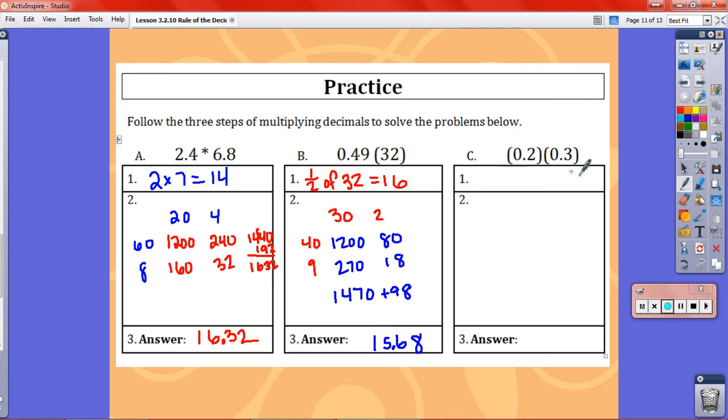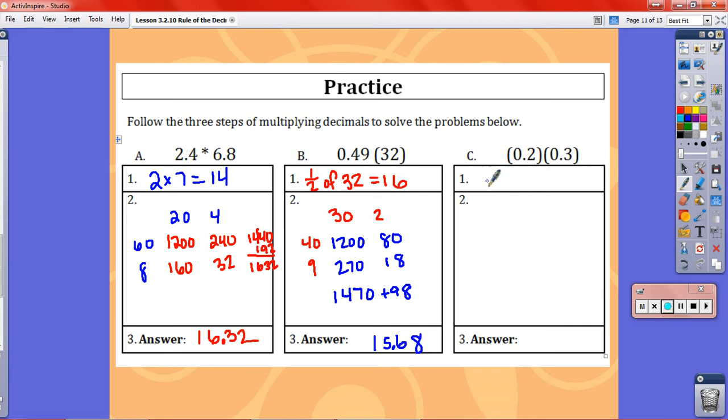Here's one of the ones that's a little harder. So it's 0.2 times 0.3. 2/10 of 3/10. So 2 times 3 would be 6, and if I divided that by 10, it would be 0.6, and if I divide that by 10, then it would be 0.06.